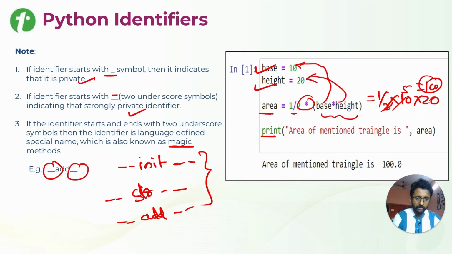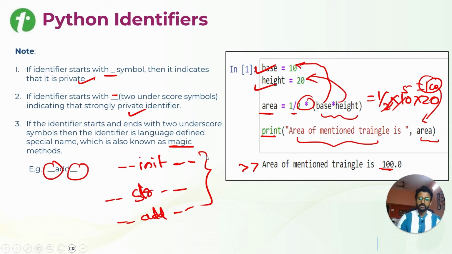Whenever you are printing, this is our inbuilt print function of Python. You can say, area of the mentioned triangle is, this is the string that you have written. You can change it as per your need, comma, and then the value of a variable. So the value is 100, and 100 will be returned to your output. So this is the way you are using identifiers inside your code.